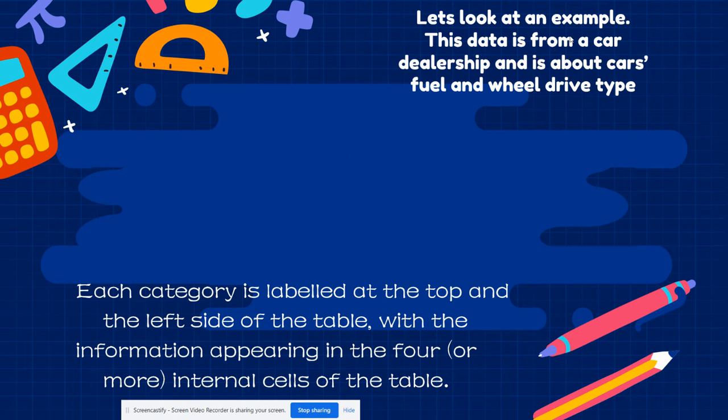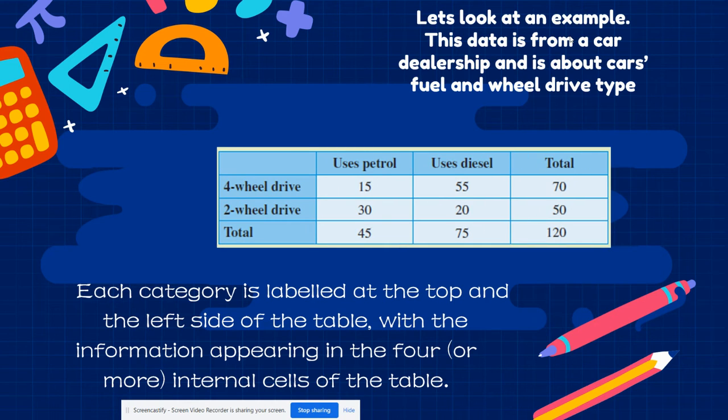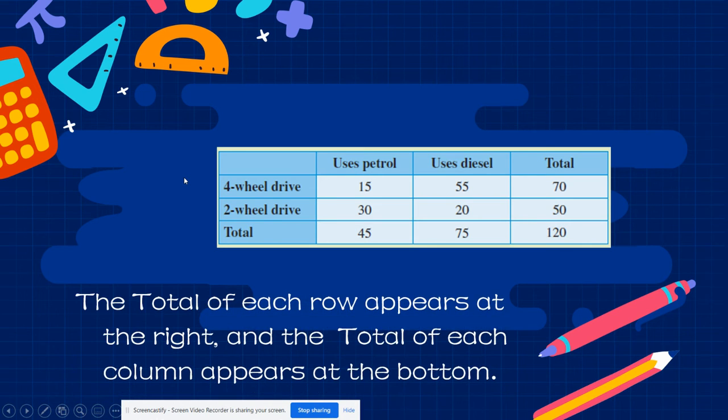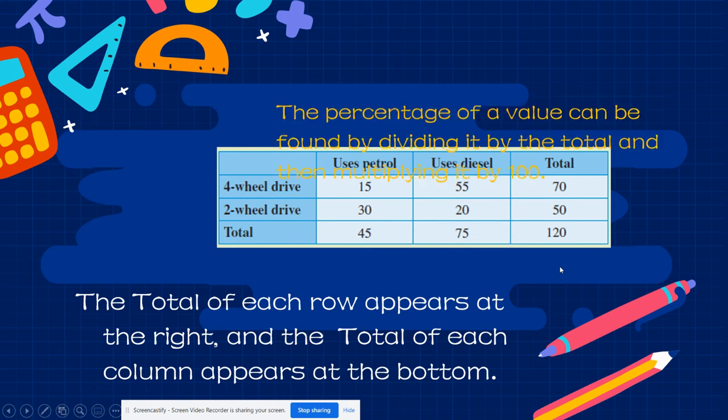So let's look at an example. This data is from a car dealership and it's about the car's fuel and the wheel drive type. So here we've got uses petrol, uses diesel, total, four-wheel drives, two-wheel drives, and the total. Okay, so you do always have totals, and you always write what it's about. So the total of each row appears at the right, and the total of each column appears at the bottom. So you can see those totals there, and then in that column as well.